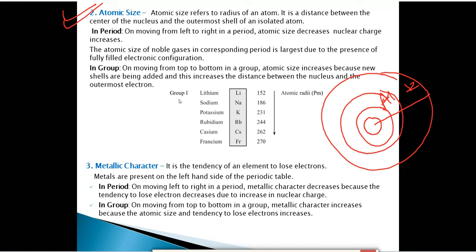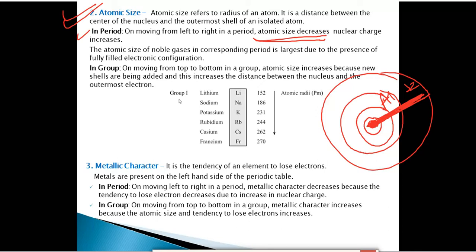So what is its trend in a period? On moving from left to right in a period, atomic size decreases. And what is the reason? Because of the nuclear charge. Nuclear charge increases and atomic size decreases. The attraction of the nucleus for the electrons increases, and because of that the atomic size will decrease.